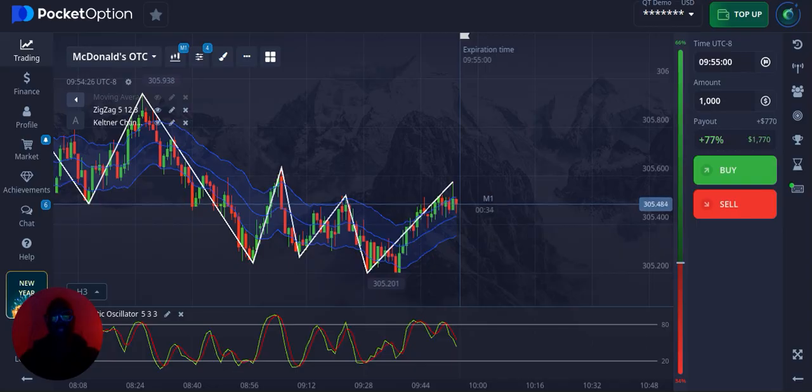And today, we're going to talk about how to spot reversals with candlestick patterns on Pocket Option.